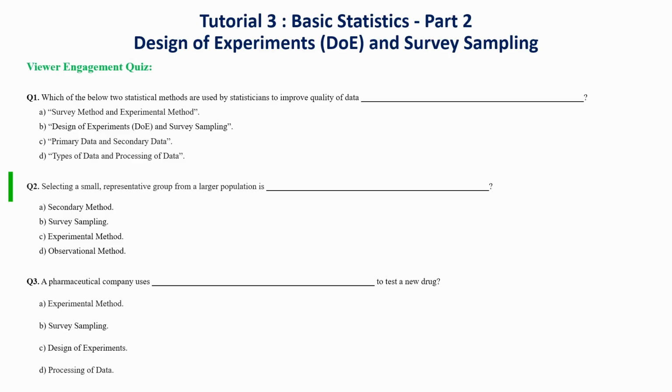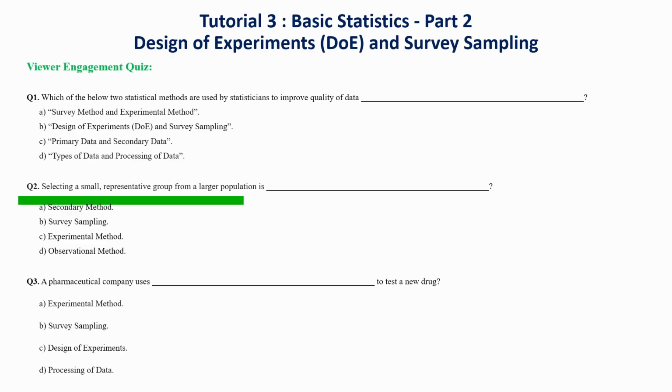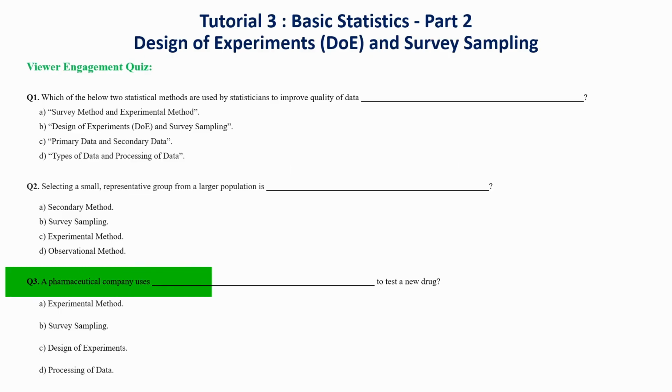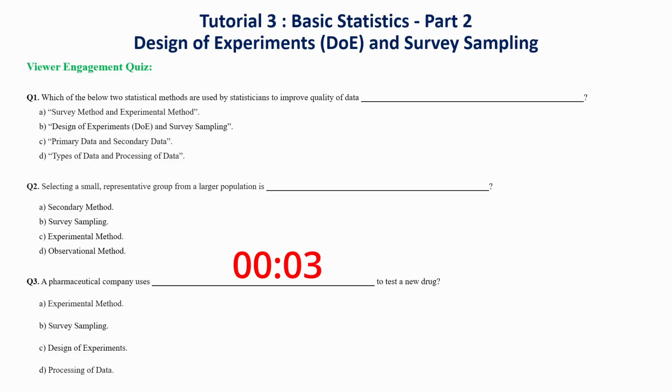Quiz 2. Selecting a small representative group from a large population is: option A, secondary method. Option B, survey sampling. Option C, experimental method. Option D, observational method. The right answer is option B, survey sampling. Quiz 3. A pharmaceutical company uses blank to test a new drug. Option A, experimental method. Option B, survey sampling. Option C, design of experiments. Option D, processing of data. The right answer is option C, design of experiments.